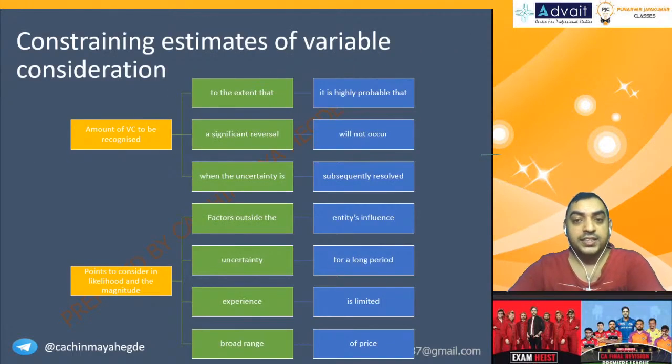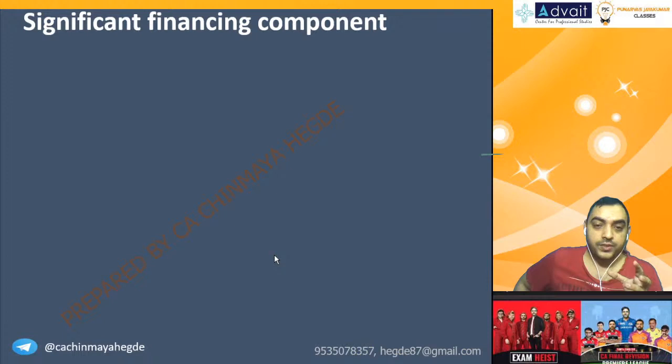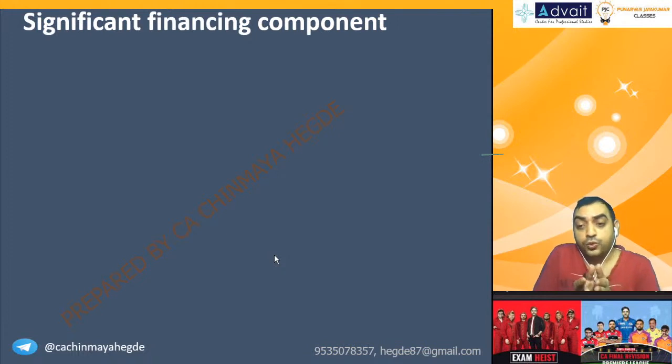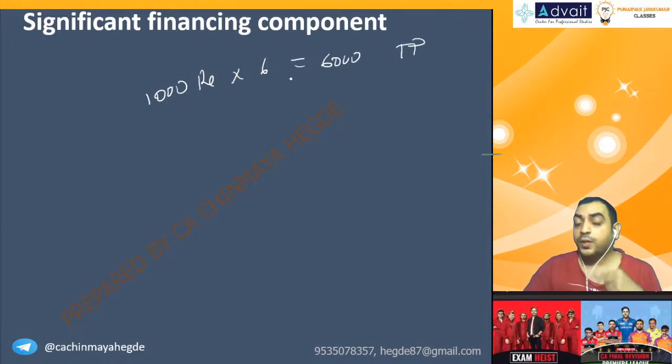Okay, constraining estimates, I told you what are the points which would have an impact. Now, significant financing component. Financing component means interest. So in the transaction, if interest is included significantly, then you need to separate the transaction price and interest. Typical example, installment sales, like you have to pay 1000 rupees for 6 installments, 6000 rupees will be the transaction price. But this includes interest also.